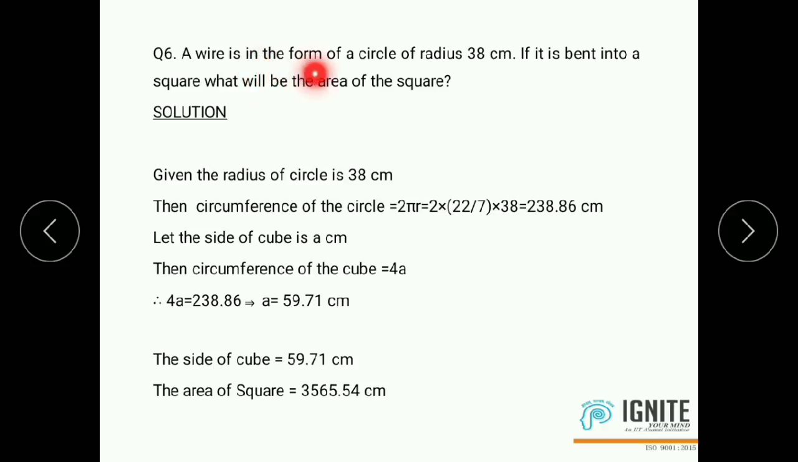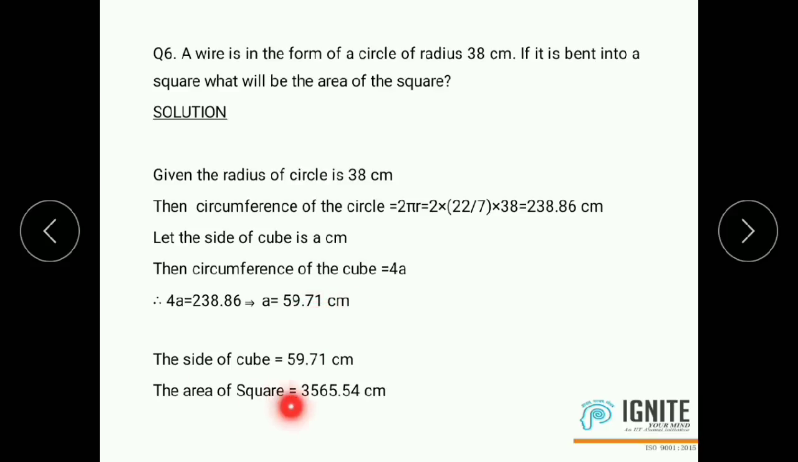Next question, a wire is in the form of a circle of radius 38 cm. If it is bent into a square, what will be the area of the square? Given that the radius of the circle is 38, circumference of circle equals 2 pi r, where pi is 22 by 7. That is equal to 238.86 centimeter. But the circumference of the circle is the same as the perimeter of the square, that is equal to 4a. Therefore, we can find the value of the side. A equals 59.71 centimeter.